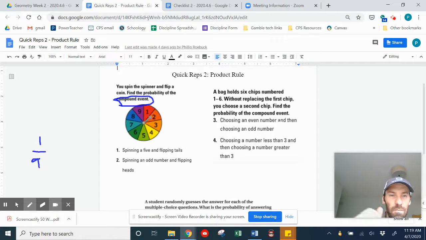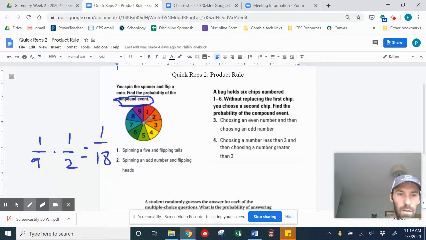And flipping tails, when you flip a coin, there's two possibilities, heads and tails. So the probability of flipping tails is 1/2. So the compound probability, according to the product rule, if these two events are independent, meaning the first event does not affect the second event, you can just multiply straight across. So the probability of spinning a 5 and flipping tails is going to be 1/18. That's our answer to number 1.